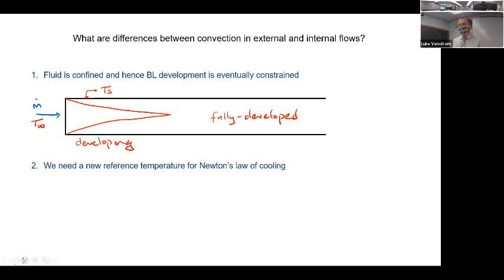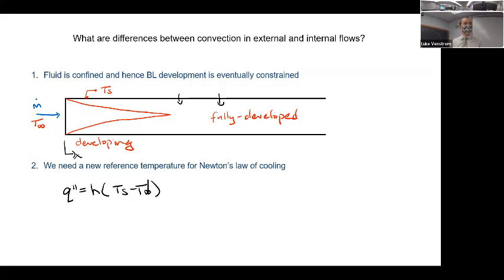The other issue that we have is that we're going to need a new reference temperature for Newton's law of cooling. Like we've been writing that the flux is equal to h times Ts minus T infinity. But I guess there is a T infinity, like a value of the fluid entering the pipe. But locally, right? If we think about what's happening right here or right here, what's T infinity? What's the temperature of the fluid far away, where the fluid hasn't been impacted by the heat transfer at the surface? There isn't one, right?